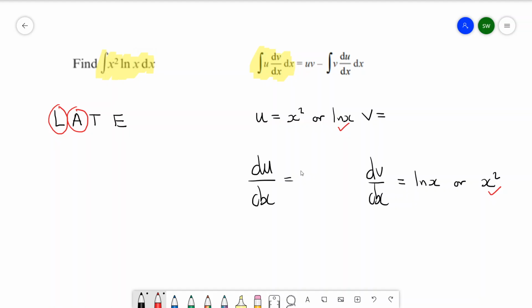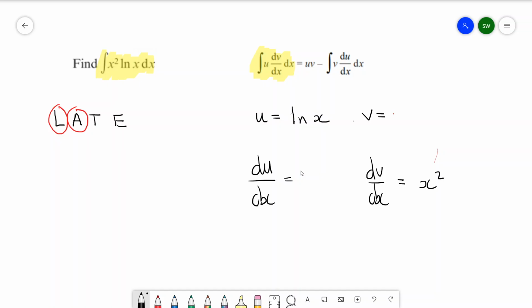If you don't use LATE, then actually in this case it's going to be fairly simple to know which way around to put them. If you've got a log, it's always going to be u. So whenever you've got a log in the problem, u is always going to be the logarithm. But you can see that if we had dv by dx was log x, then we'd have to work out what v is, and that's quite a complicated integral to do. We can work it out, but it's certainly not going to make it simple. And remember, we need to be able to integrate v times by du by dx, which we wouldn't be able to do. So we know that u is going to be log x, and dv by dx is x squared.